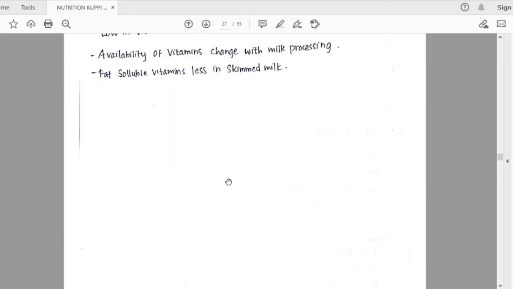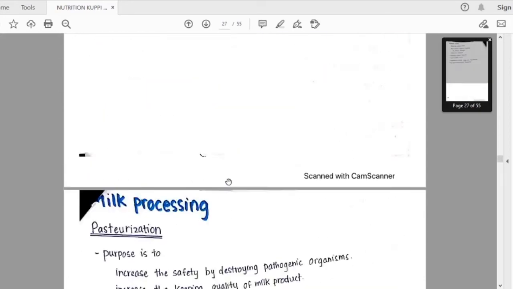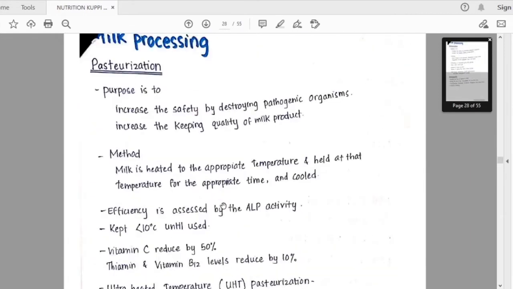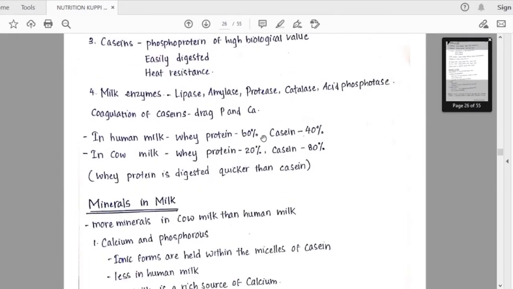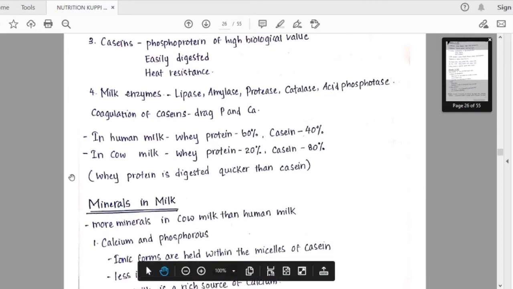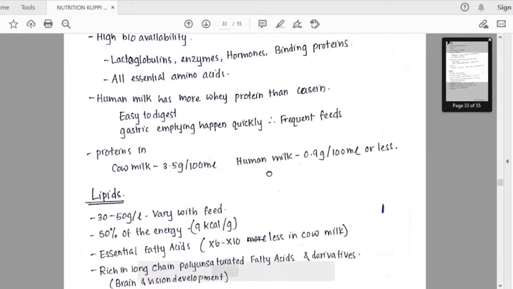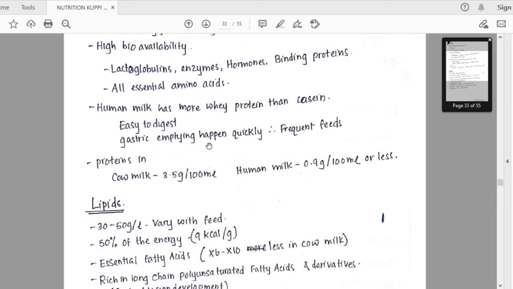If we go up, we can see in this diagram, with these values, the protein amount here. In human milk, whey protein is 60% to casein 40%, and in cow's milk, whey protein is 20% to casein. Whey protein is digested quicker than casein. It is easy to digest and gastric emptying happens more quickly. It means frequent feeds, which is why infants are breastfed.